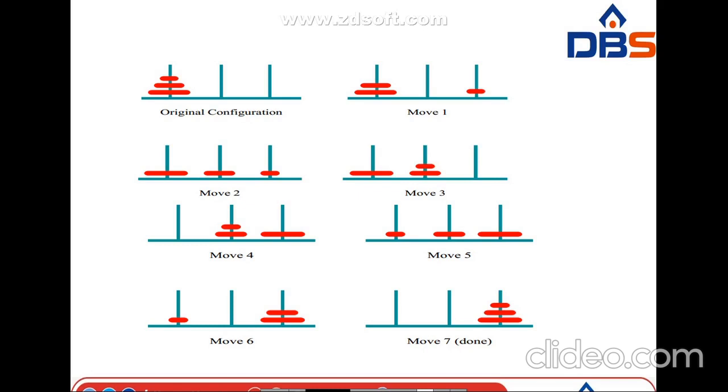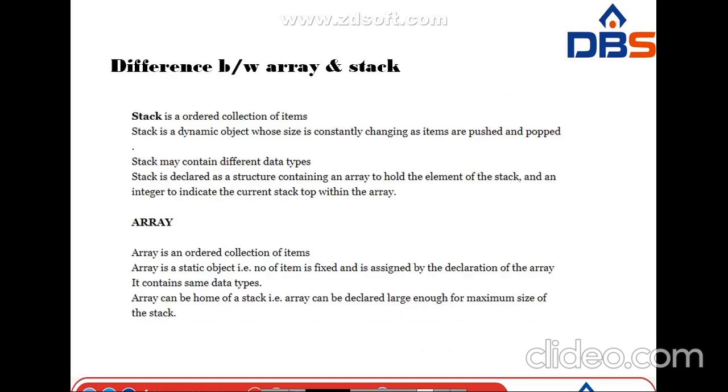So in order to perform the Towers of Hanoi, in total we have 7 moves. In this way we perform the Towers of Hanoi mathematical puzzle. Next we will see some of the differences between arrays and stack.